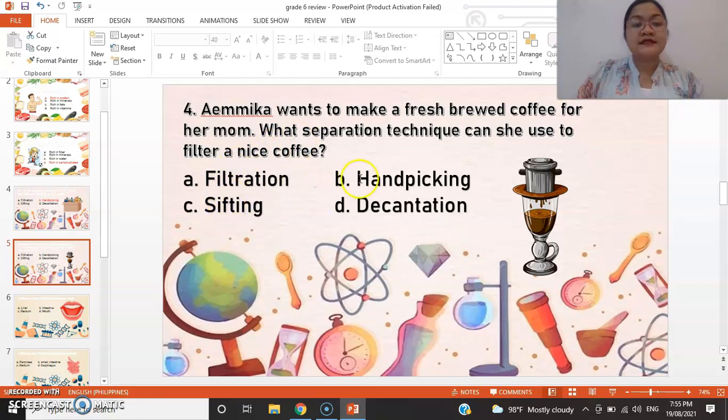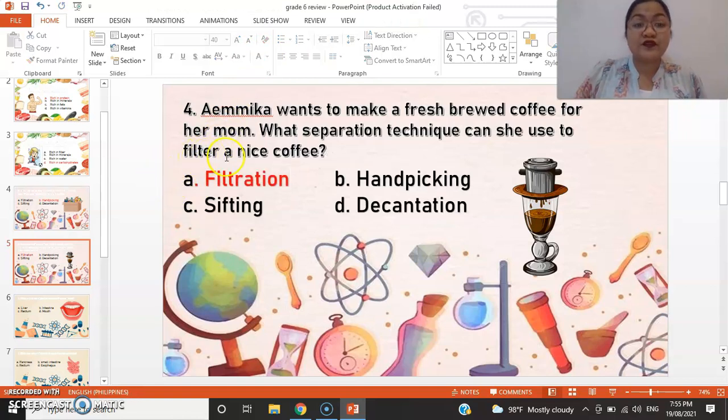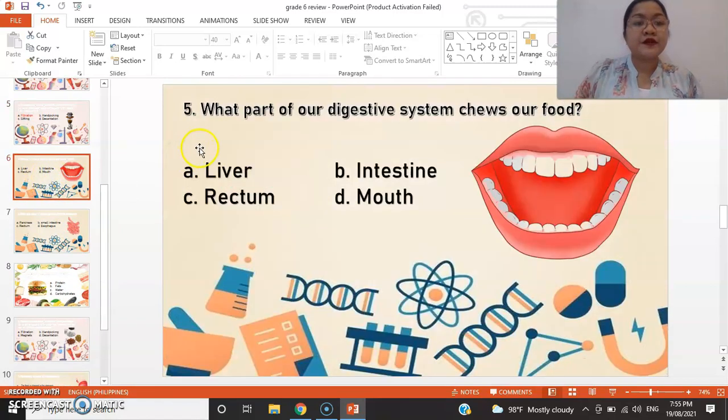Filtration, sifting, hand picking, or decantation. 5, 4, 3, 2, 1. The correct answer is letter A. Very good. So why A? Because it says that you want to filter. And again, when we say filtration, this is the separation technique that uses a filter. Very good.